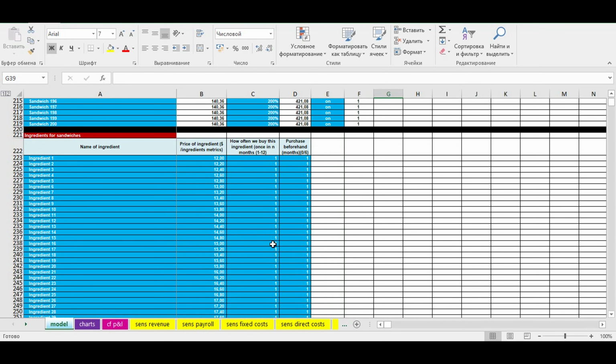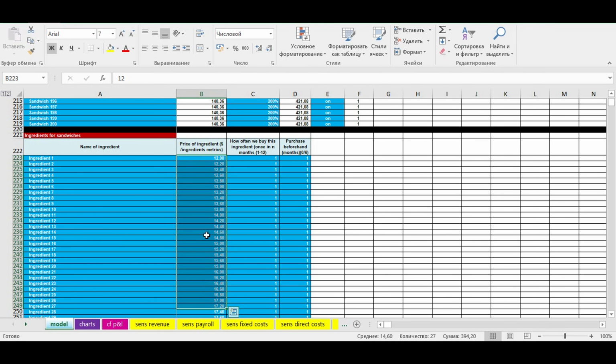Now let's go to ingredients for our sandwiches and burgers. Here we have a list of ingredients. You can name each of them. Then we set the price per 1 unit of its metric.